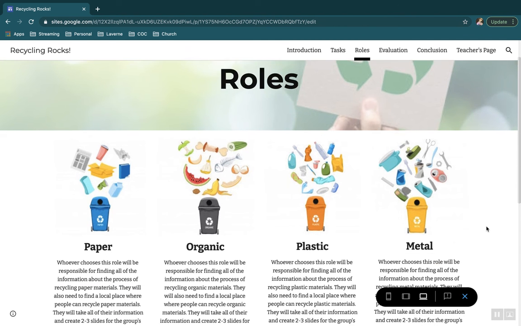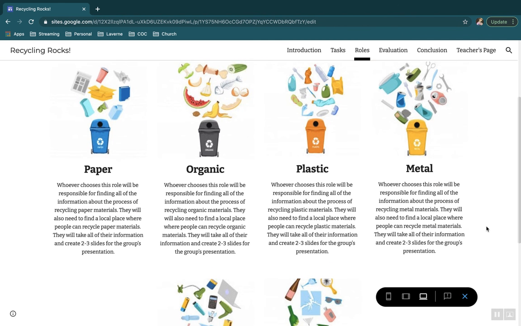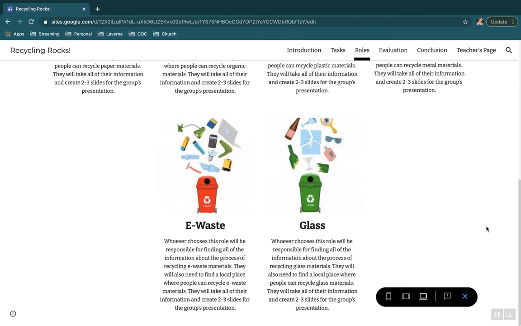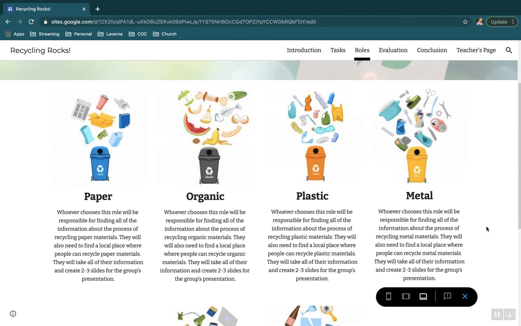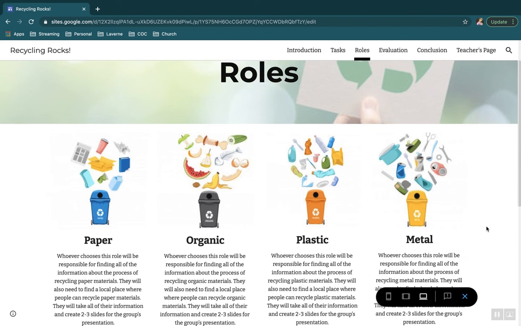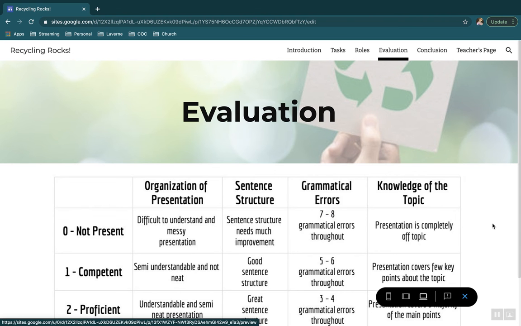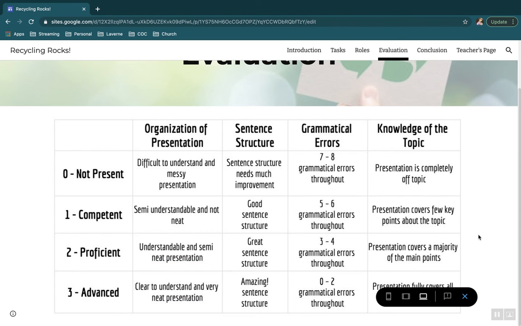This is where they will choose a role for what they need to do for their presentation. So we have paper, organic, plastic, metal, e-waste, and glass. And under each role, it describes what they need to put in their part of their presentation. Next, the students can look at the evaluation page. This is where they can see how I will be grading them on their presentation.